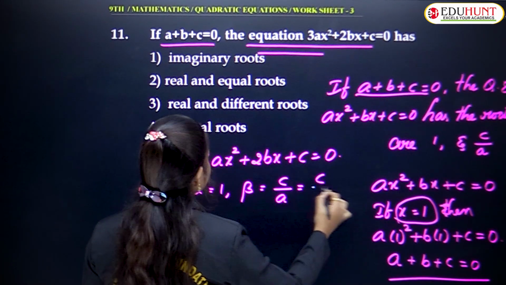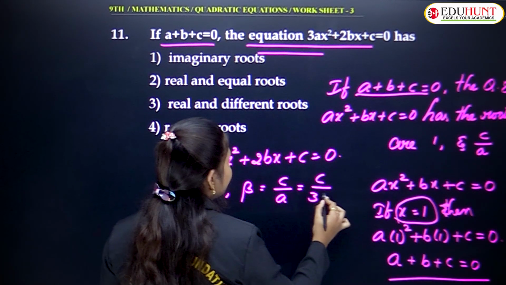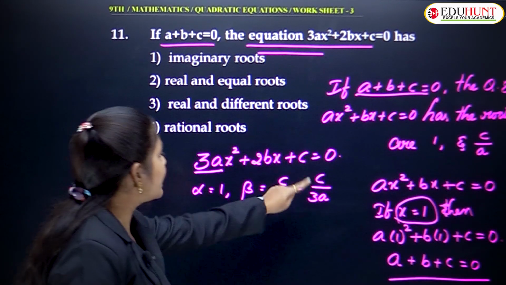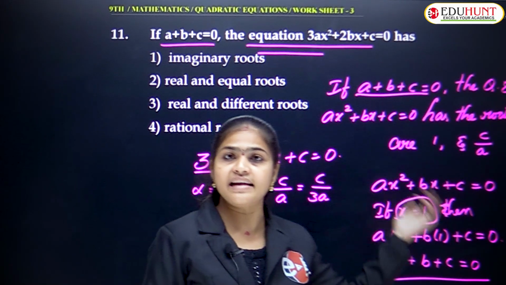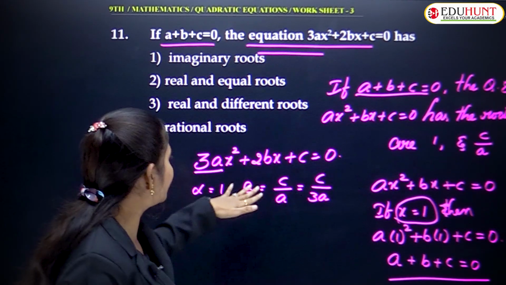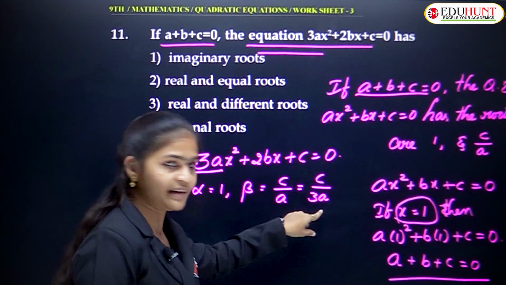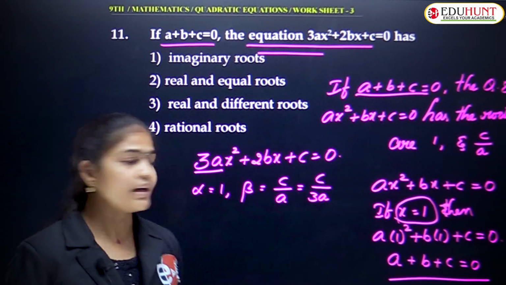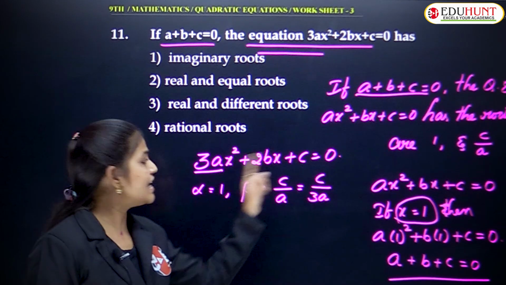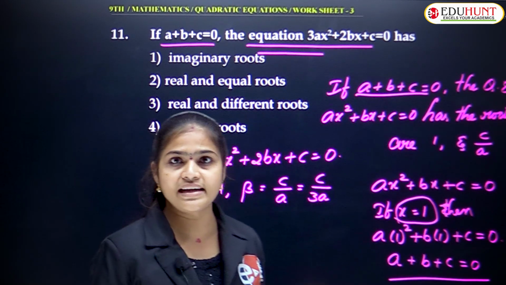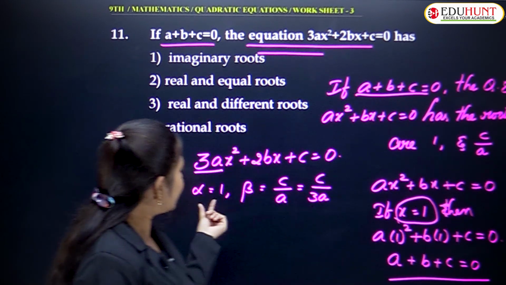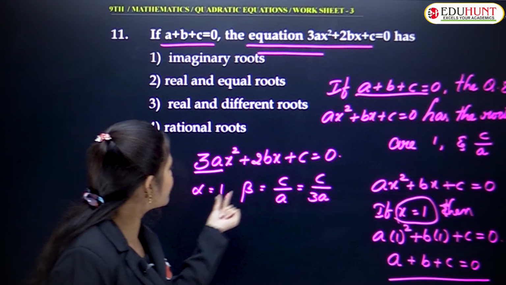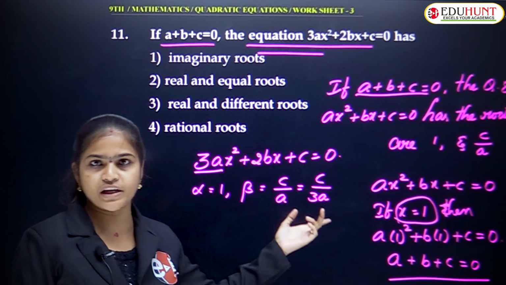Which means here the second root is c by 3a. And we know that c and a are integers, rational numbers, whatever they may be. So c by a is again a rational number, yes or no? Here 1 is a rational number as well as c by 3a. So by seeing this, there is no need to simplify. Just by seeing this, we can say the nature of the roots.